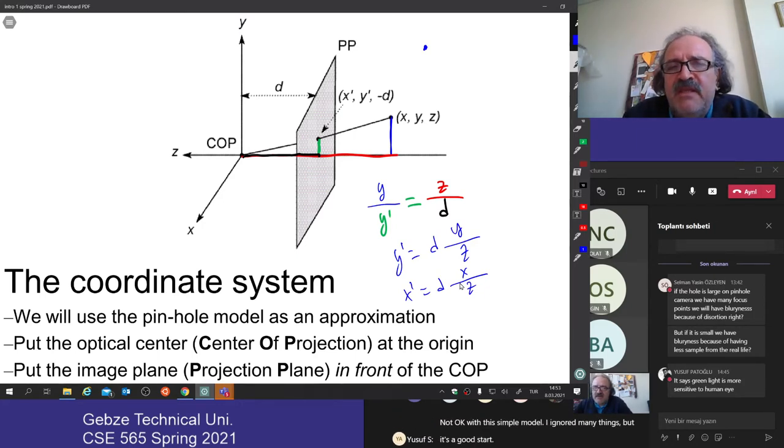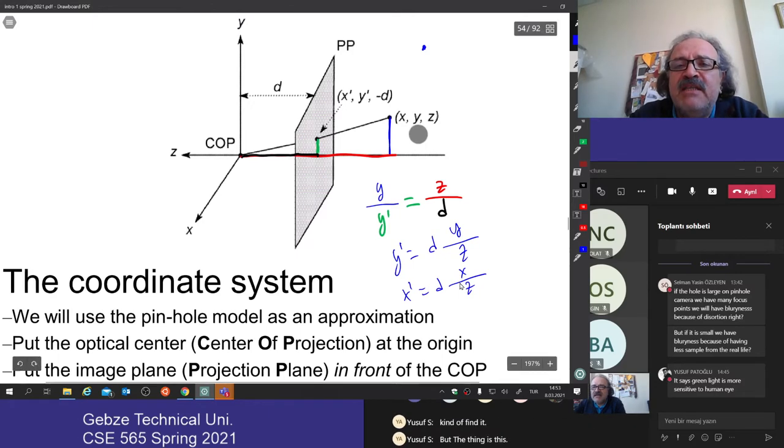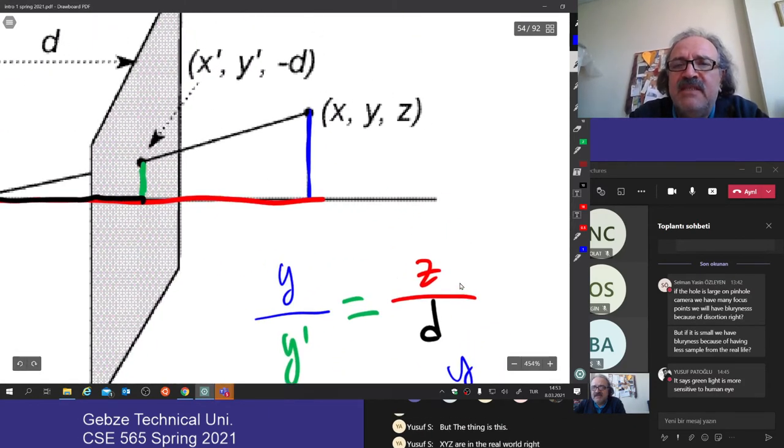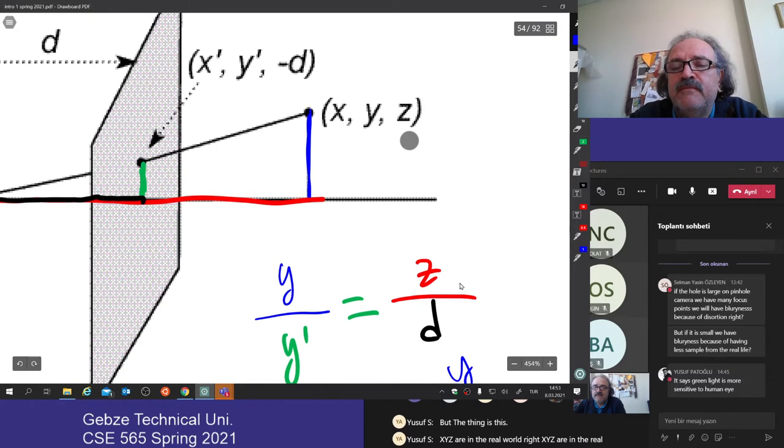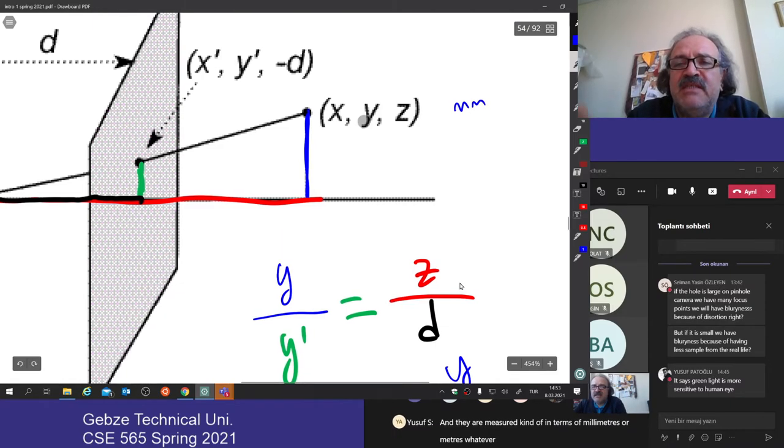What did I ignore? Okay, D is kind of our focal length. And I need to get my focal length from the camera. I kind of find it. But the thing is this. XYZ are in the real world, right? XYZ are in the real world. And they are measured in terms of millimeters or meters, whatever. So this point is in the real world.